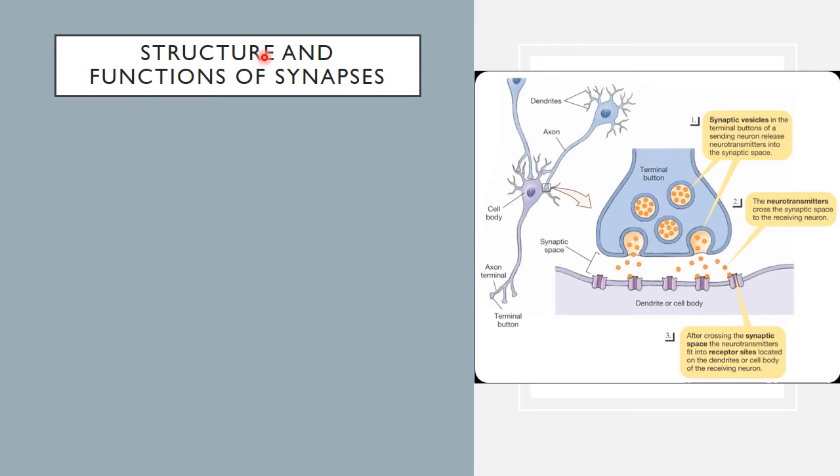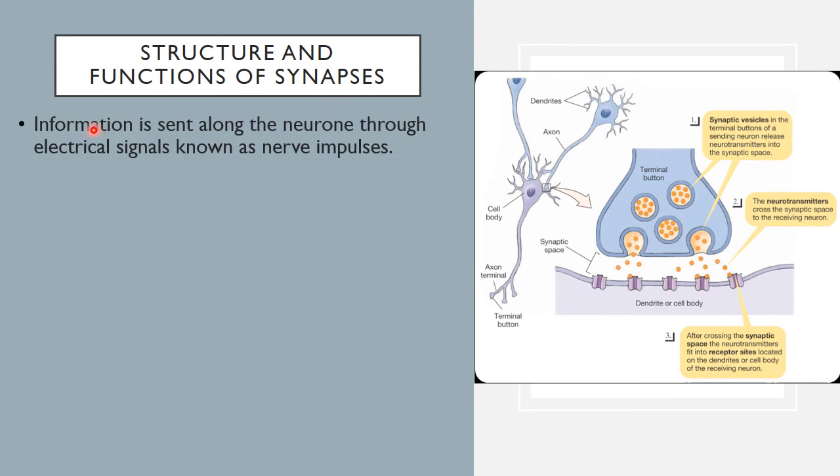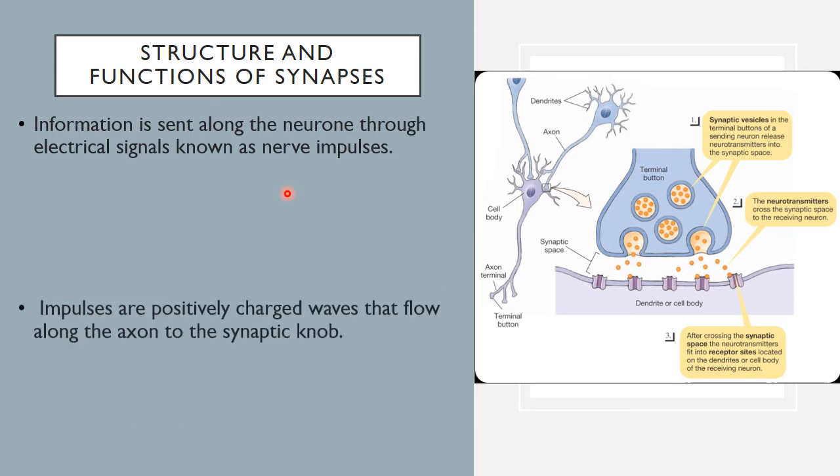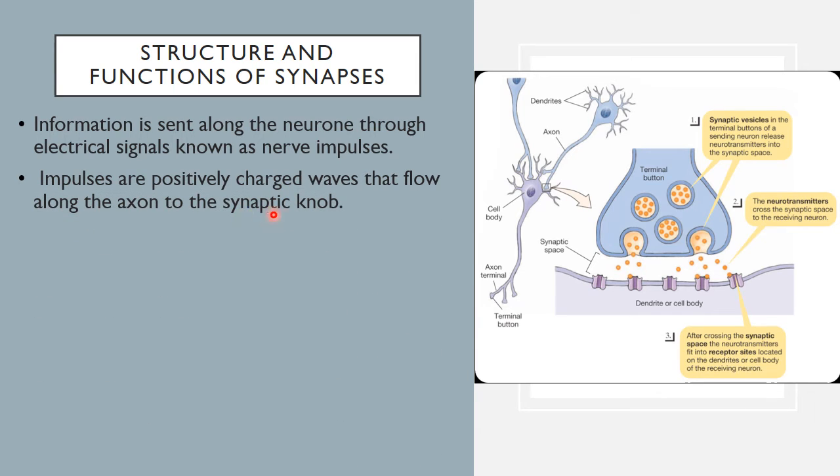Sekarang kita lihat pula structure and functions of synapses. So nerve impulses are information in the form of electrical signals. Electrical signals transmitted along neurons. Nerve impulses are transmitted along the axon to the synaptic node.